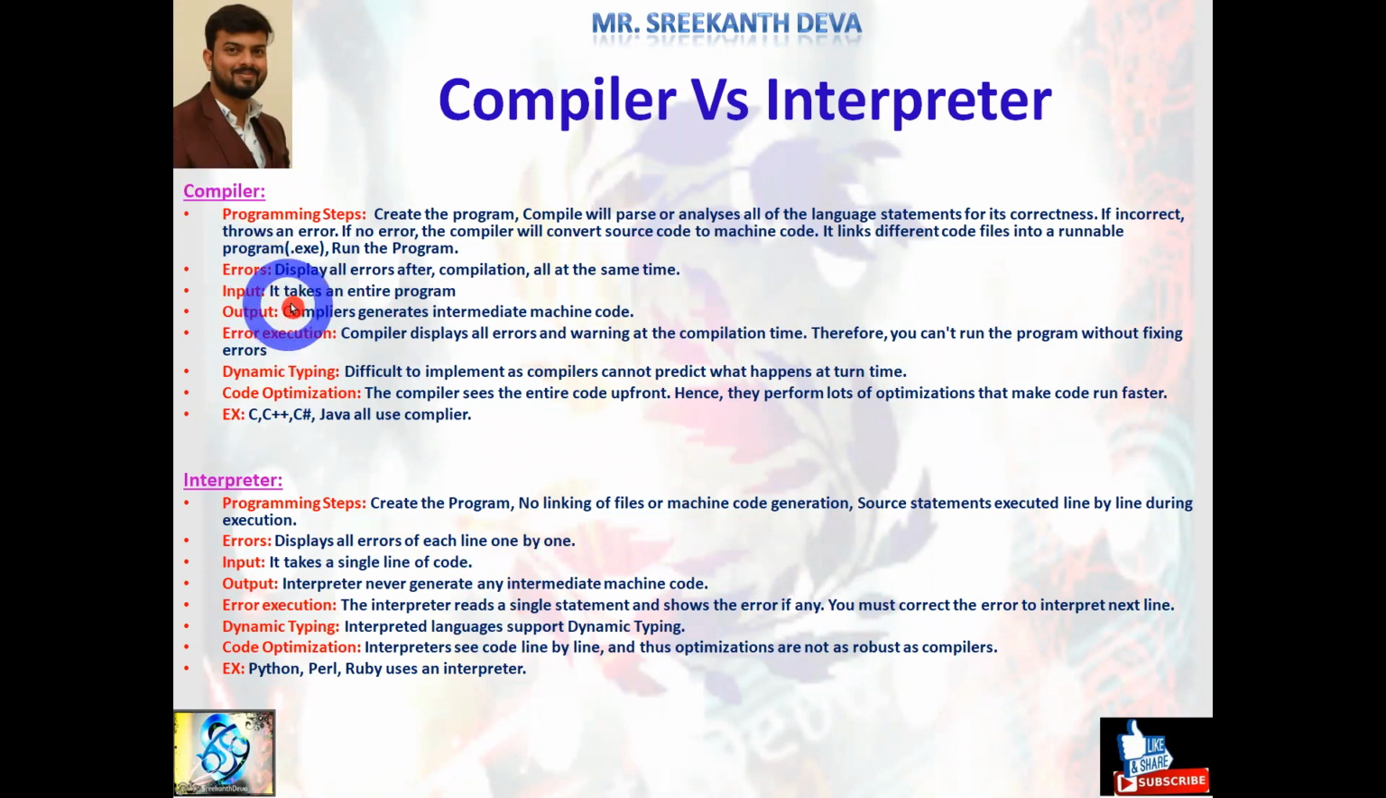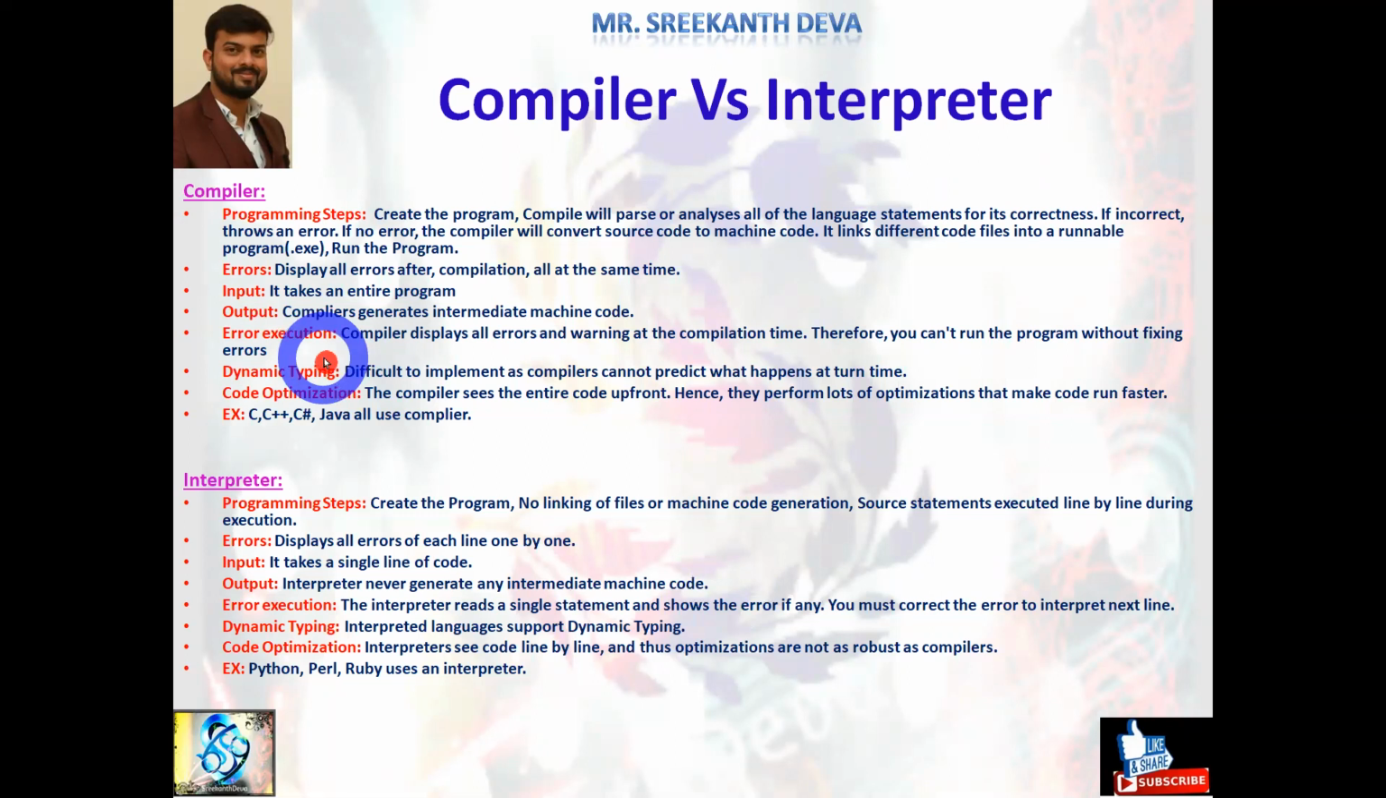Input: in a compiler, the input is the entire program. But in an interpreter, the input is a single line of code. It won't load the entire code, it loads only one line. Output: the compiler generates intermediary machine code. But the interpreter never generates any intermediate machine code. It directly loads the source code, interprets it, and generates the output. There is no intermediary code in an interpreter.